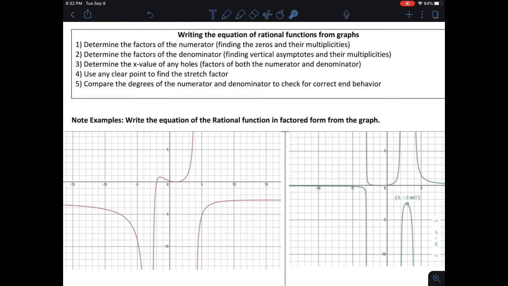What we try to do is determine all of the factors of our numerator, which are the zeros of the graph and their corresponding multiplicities. We next try to determine all the factors of the denominator. So those are our vertical asymptotes and their corresponding multiplicities. And then we look for any holes, because holes will zero out both the top and the bottom. After we get all of those factors put where they belong, we're then going to use either the end behavior or a clear point to identify a stretch or shrink factor from there.